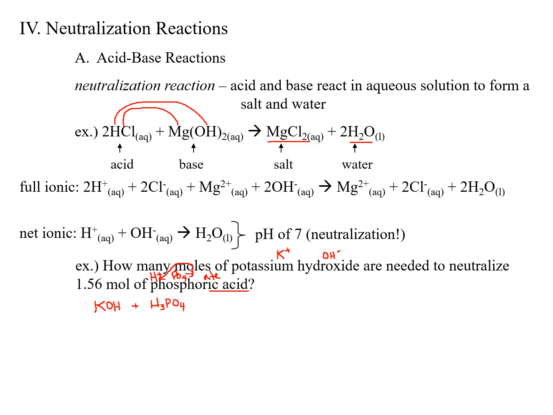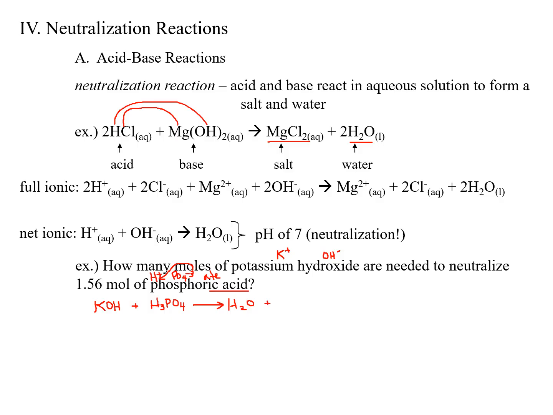Okay, so we know what the reactants are in this reaction. It's KOH plus H3PO4. Now we're going to figure out what the products are going to be. Now it says above on this slide that a neutralization reaction is when an acid and base react in aqueous solution to form a salt and water. Well, let's do the easy part first. So I know one of my products is going to be water.